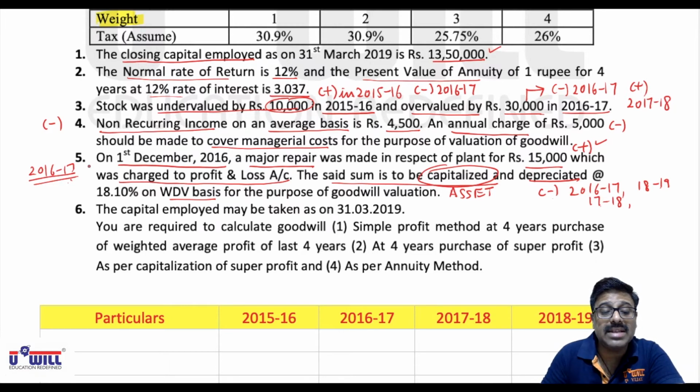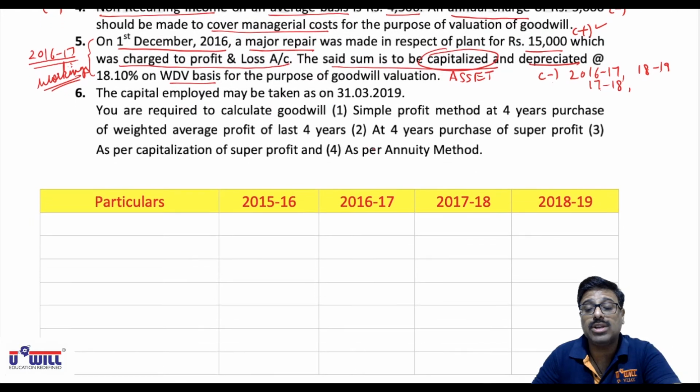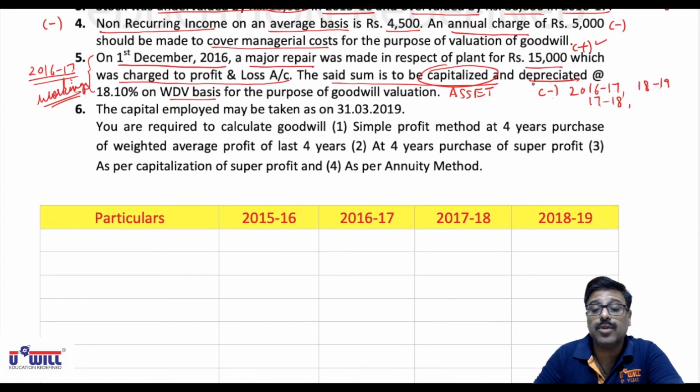So this will require separate workings first for depreciation. First we'll have to make workings, because earlier when we did this question only 1 year was involved, but here 3 years are involved. So we'll have to find depreciation for all the 3 years by making the workings first. And mark this, very important.